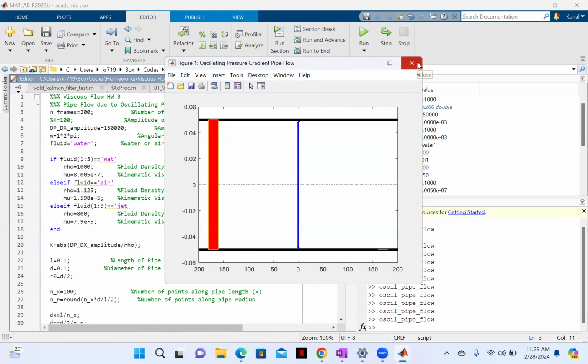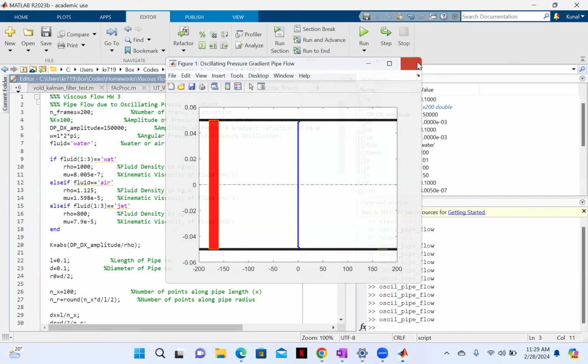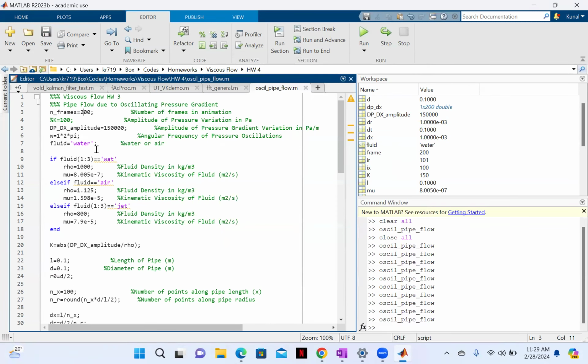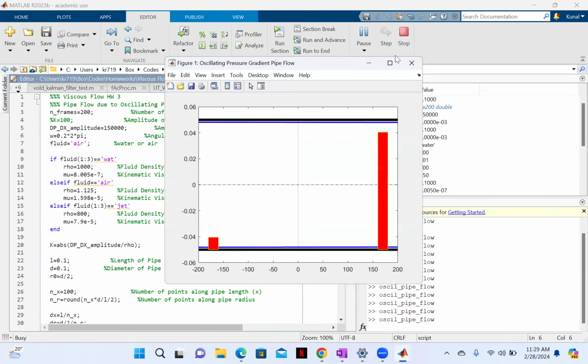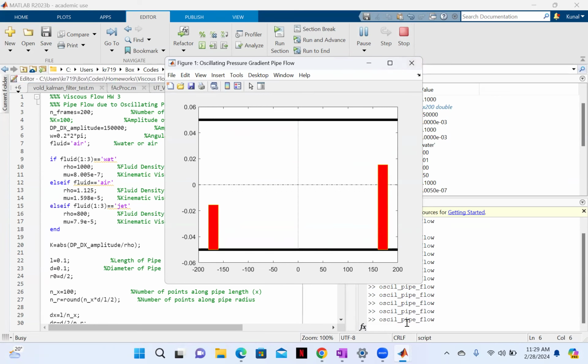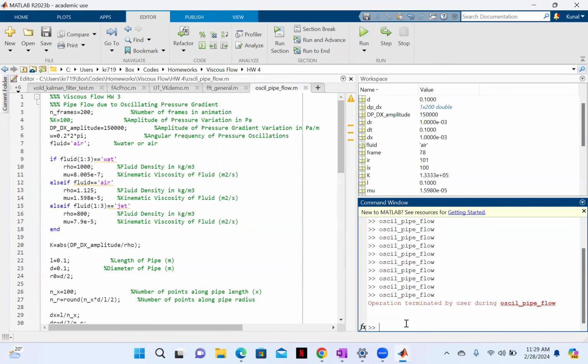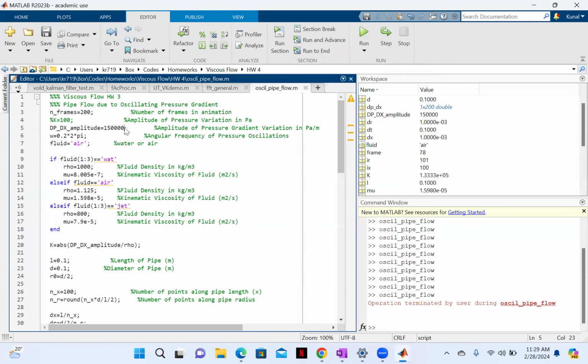One more thing that we can notice in all this is that the velocity lags the pressure gradient by 90 degrees. So if I just play, say, air, time period of 5, oh, there's too much of a pressure for air. So let's reduce the pressure for air and run.